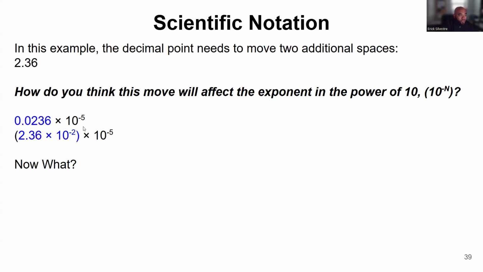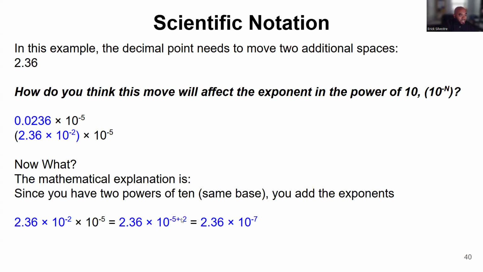And you already had 10 to the negative 5. So now what do you do next? 10 to the negative 2 and 10 to the negative 5. Something happens here because the 10s are the same base. Therefore, since they are the same base, I can add the exponents. I'm adding negative 2 plus negative 5, and that becomes negative 7. So this number in proper scientific notation becomes 2.36 times 10 to the negative 7.